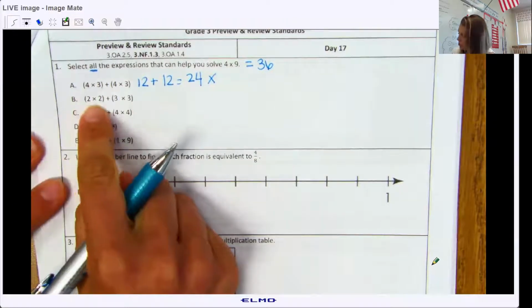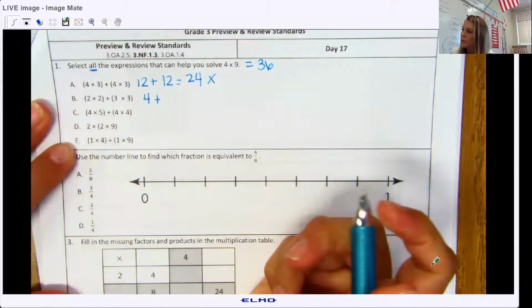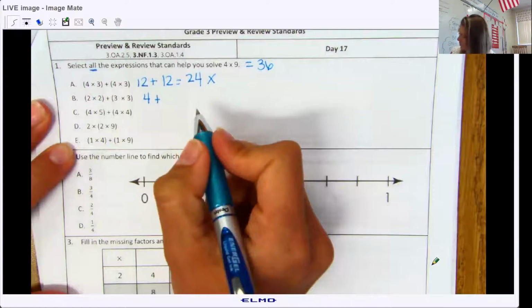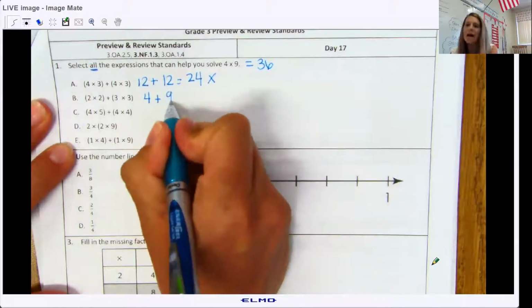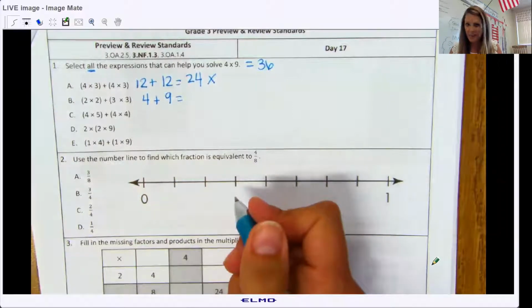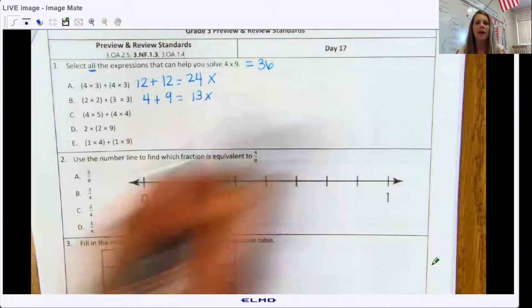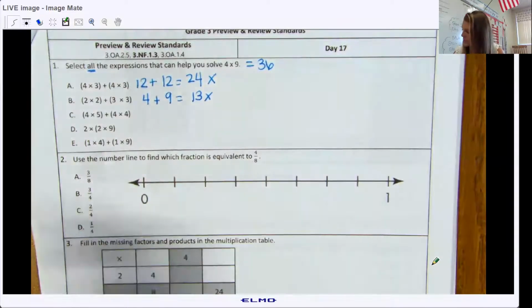Okay, let's look at B. 2 times 2 is 4 plus 3 times 3, which equals what? 9. Does 9 plus 4 equal 36? No, not even close. It equals 13. Okay, let's look at C.